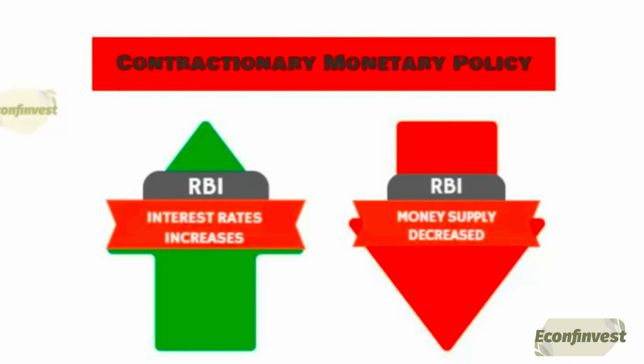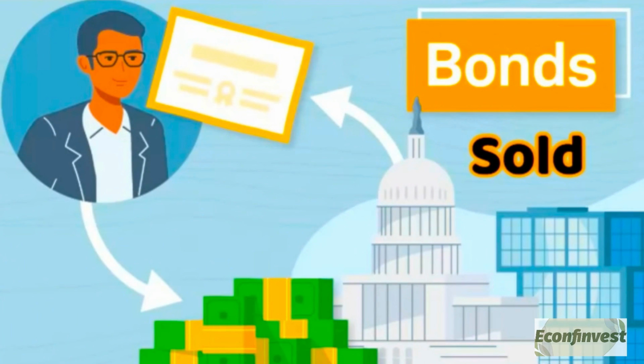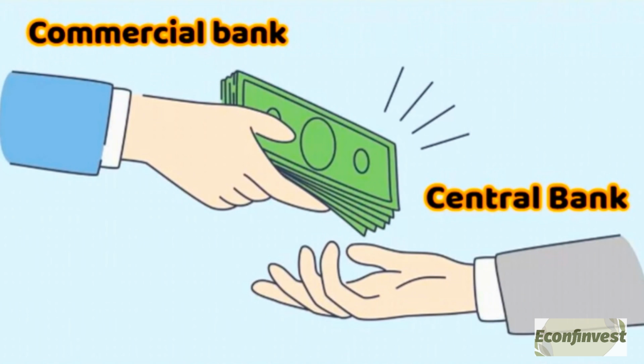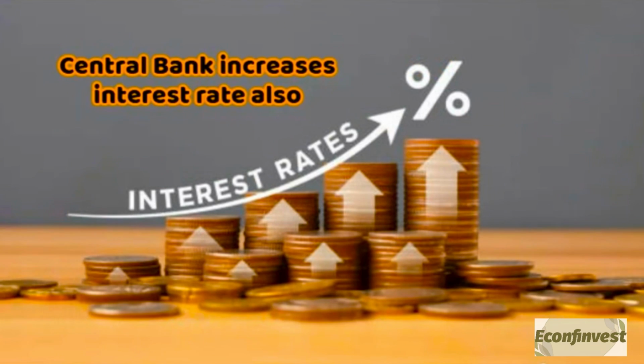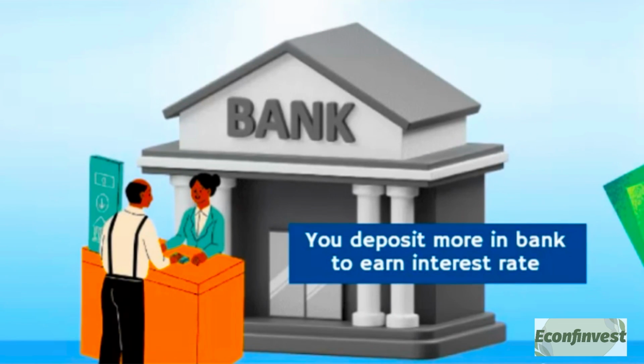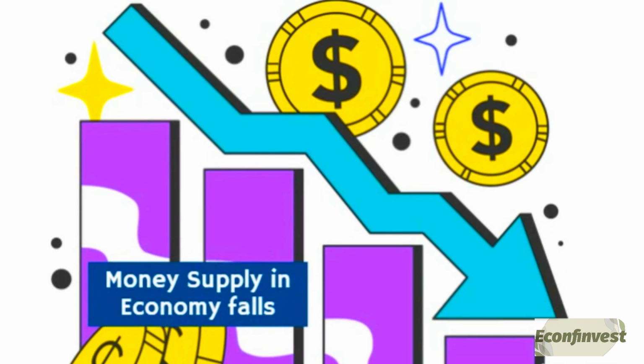In contractionary monetary policy, the RBI raises interest rates and reduces the money supply. Central bank sells bonds, for which the central bank borrows money from commercial banks. Money supply of commercial banks decreases. Central bank then increases the interest rate. You deposit more in bank to earn interest. Money supply in the economy decreases.